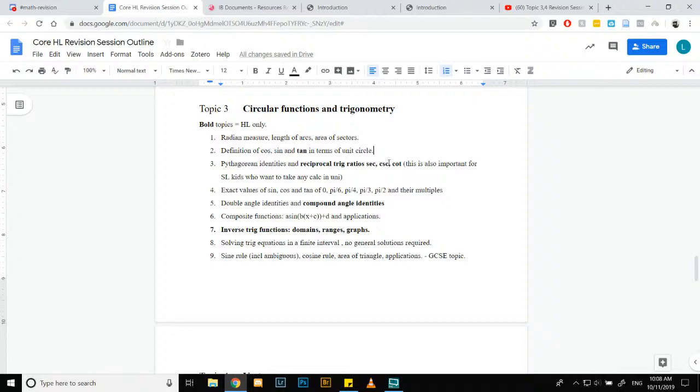So this is secant, cosecant, and cotangent. And we'll understand what those are in a second. Those are just the reciprocals.